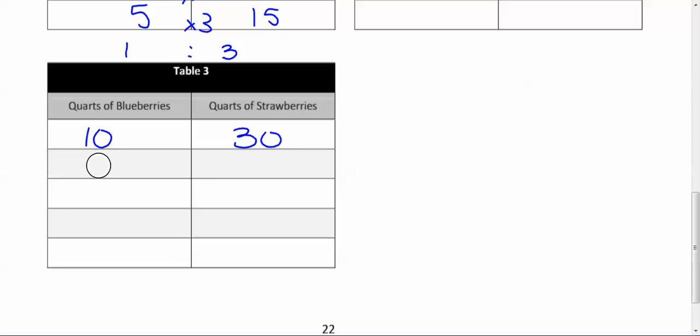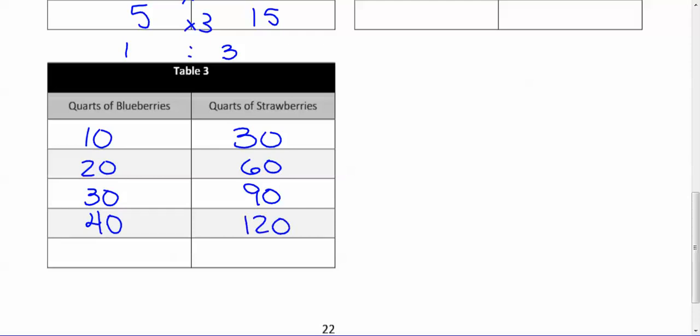Wait, it's 50. No, it's 1 to 3. It says to have amounts between 10 and 50 for the blueberries. So let's say we have 20. What would be over here, everyone? 60. Yep. We're multiplying by 3. So if we had 30 quarts, we would end up with how many quarts of strawberries here? 90. Good. And 40 quarts of blueberries equals?